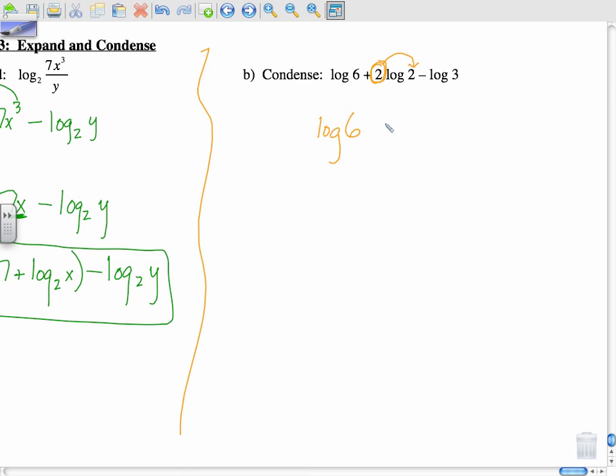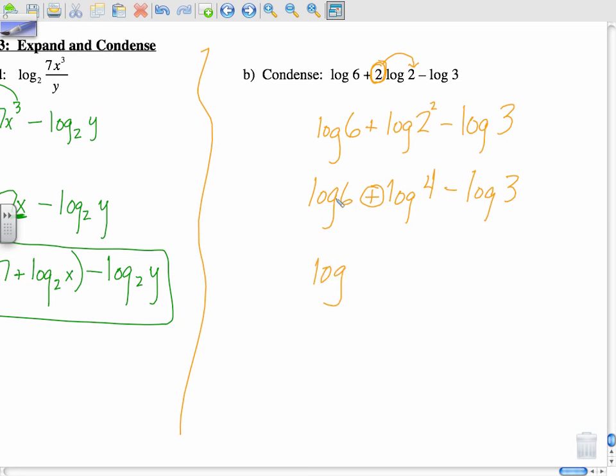What I would do first is take care of any of this exponent stuff. Like I'm going to take care of this 2 by putting it right up here. So I'm going to do log base 6 plus log 2 squared minus log 3. I'm actually going to multiply this log 2 squared to be log 4. So I'm going to do log 6 plus log 4 minus log 3.